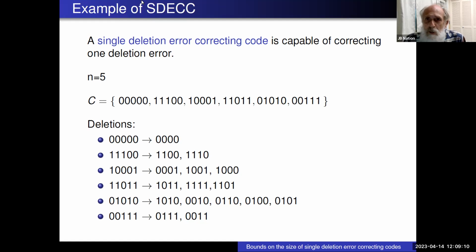Now, if you look at this code and you look at the deletions, that is, you remove one of the symbols, so that you now have a length 4, can you figure out what was sent? Well, you can, because, for example, if you get from the third line 0001, the only thing that has that as the deletion is 10001, and so you know that that's what was sent. Now, what you need then is that no two code words, again, all the length 5 words, have a deletion in common. In this case, all 16 words of length 4, 2 to the 4th, are present, but that's not required. All it requires is that nothing be duplicated.